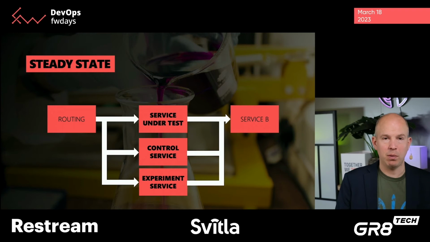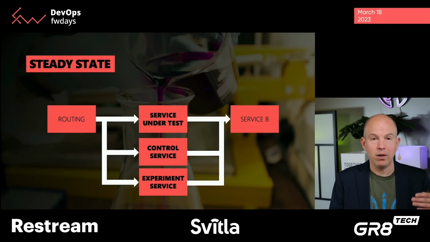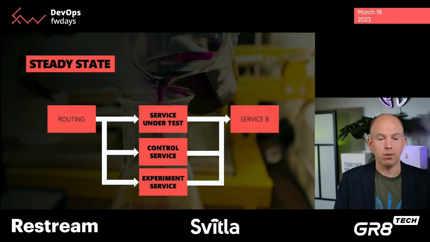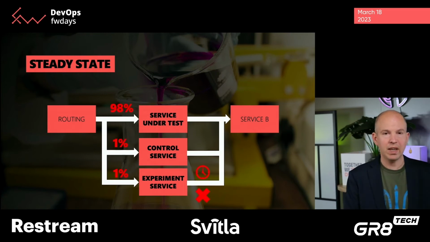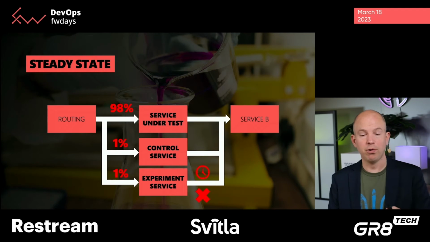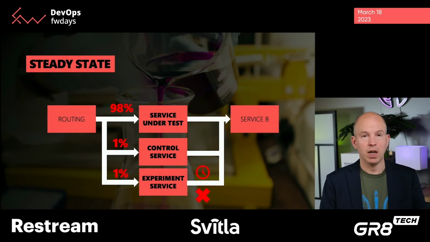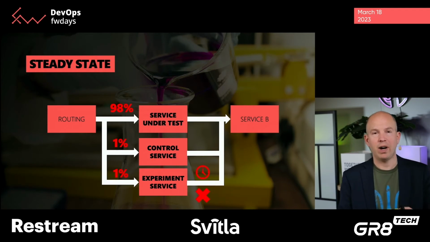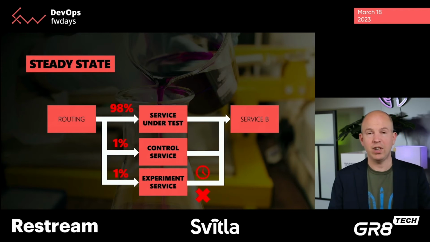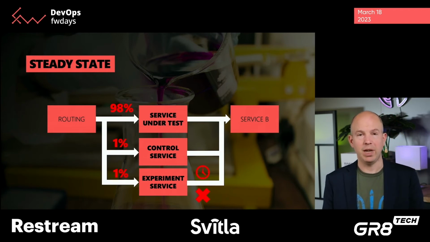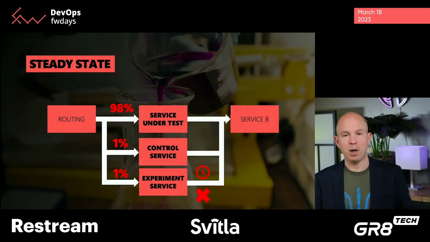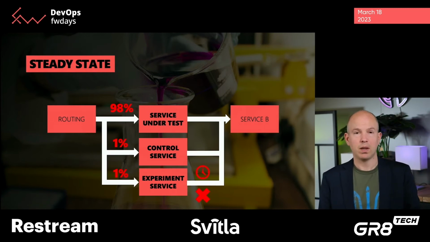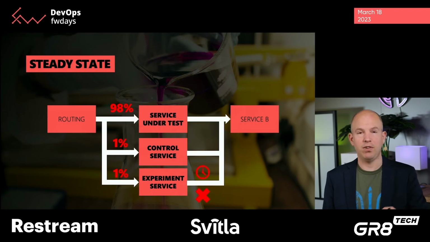And then we have the experiment service, where we actually start doing these experiments. And by routing the traffic, sending the same amount of traffic to our control service and the experiment service, we can start seeing if there are any changes in how these services behave. And then we start designing our experiment to actually inject harm into this experiment service.